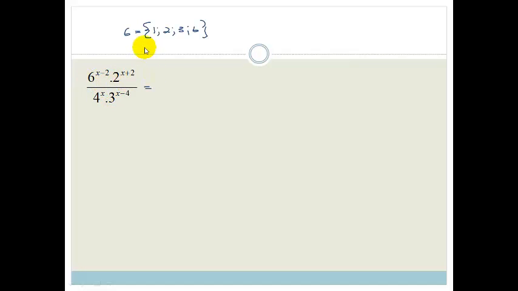But the rule is to try and break your numbers down into prime factors. Prime factors are prime numbers that are factors of your number. If we look at this, we know that 1 times 6 makes 6, but 1 is not a prime number, and 6 is definitely not a prime number. So the numbers that we're looking at are 2 and 3, which happen to be these bases here. So life is good. Now 6 becomes 2 times 3, all to the power of x minus 2, times 2 to the x plus 2.